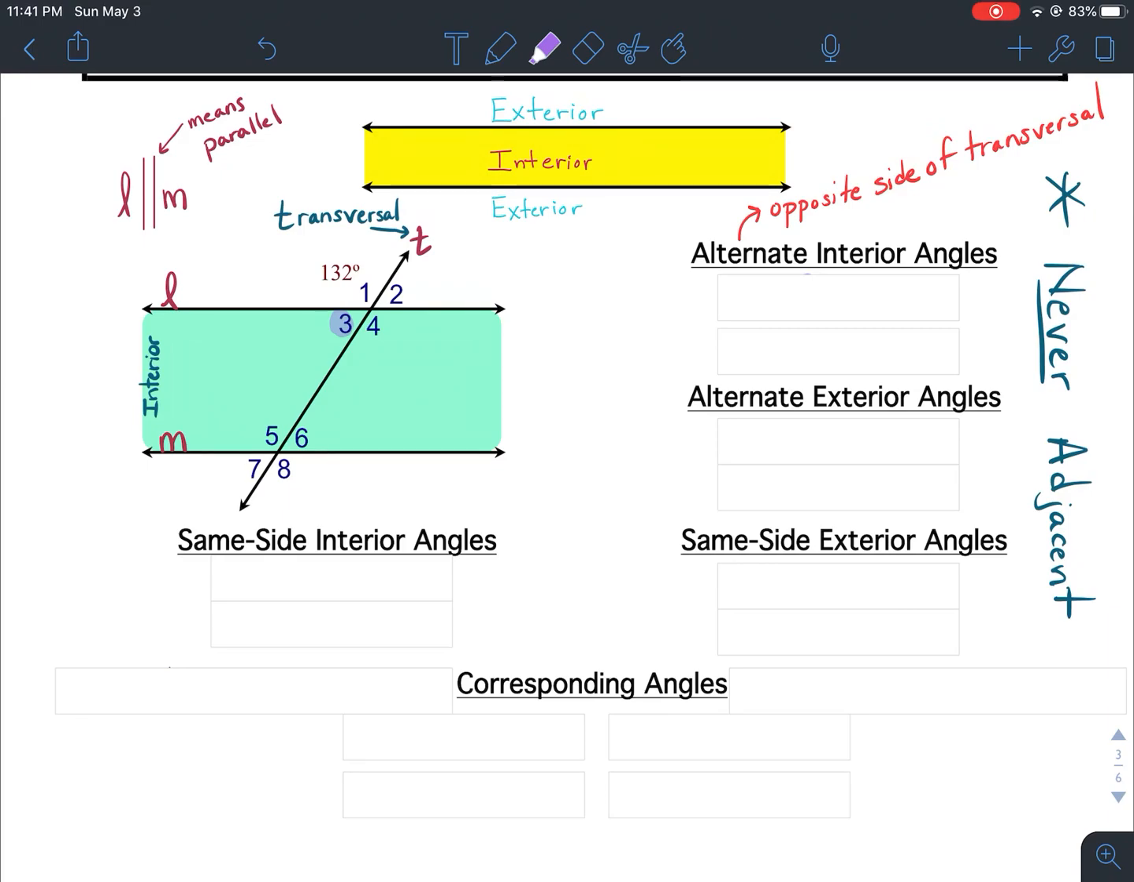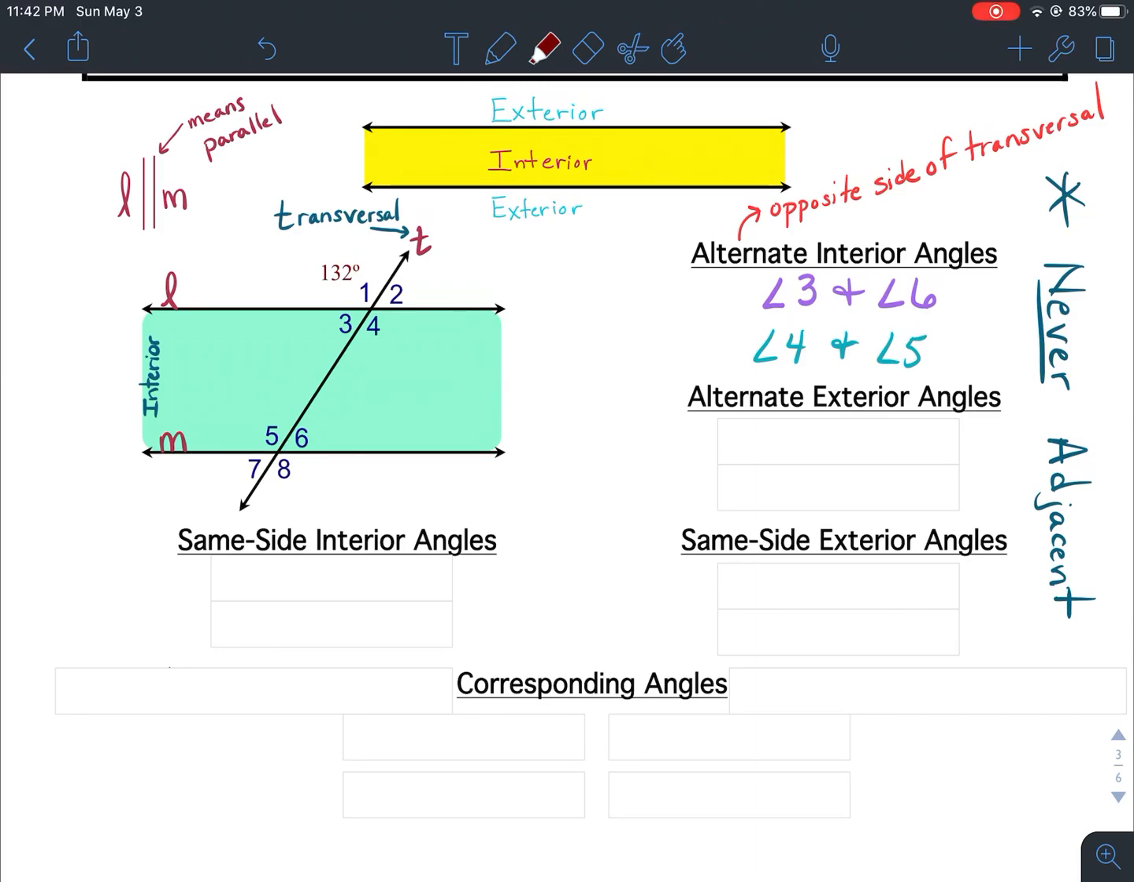Well, 3 is on one side, 4 and 6 are on the other side. But 3 and 4 are adjacent. And remember, these angles are never adjacent. So alternate interior angles are 3 and 6. Well, if 3 and 6 are alternate interior, then 4 and 5 are opposite sides, not adjacent, and in the interior. So 4 and 5 are alternate interior angles. So again, angle 3 and angle 6 are alternate interior angles. Angle 4 and angle 5.